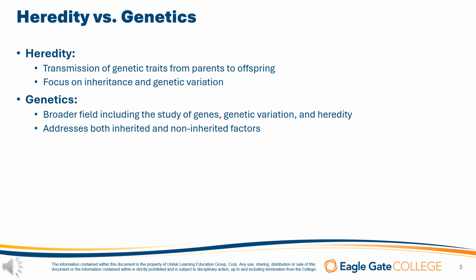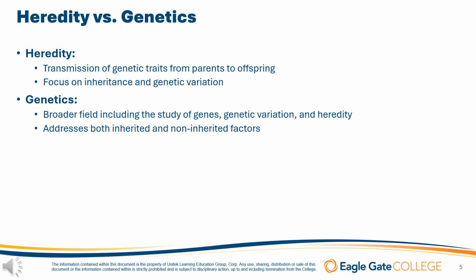For example, genetics covers a wide range of topics, including gene expression, which is how genes are turned on or off in different cells and at different times, which affects how traits are expressed. Genetic mutations are changes in the DNA sequence that can lead to new traits or genetic disorders. Genetic counseling helps families to understand the risks of genetic disorders and the chances of inheriting or passing on specific traits.